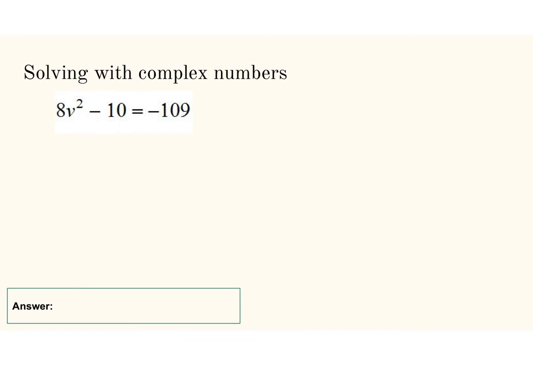Now, sometimes when we're taking the square root of an equation, we end up with some complex numbers. So here I'm going to do the same thing. I'm going to isolate b squared by adding 10 to both sides. So I'm left with 8b squared equals negative 99. And then I'm going to divide both sides by 8.